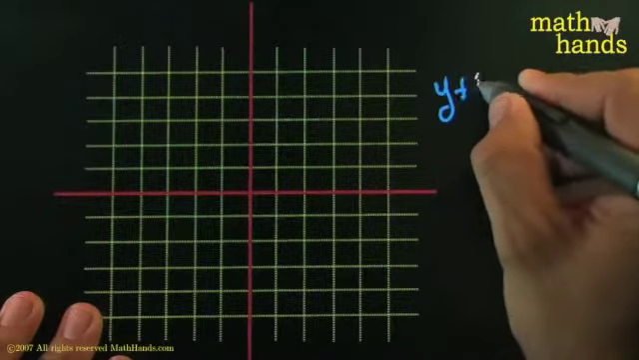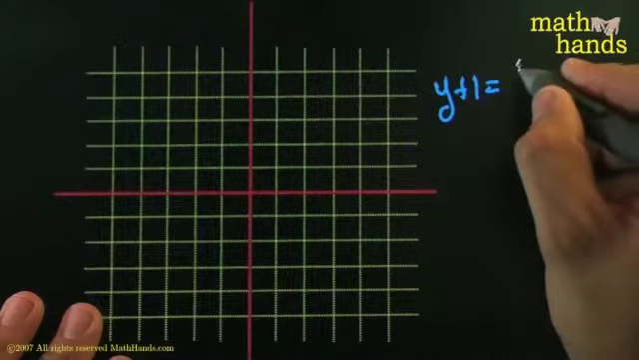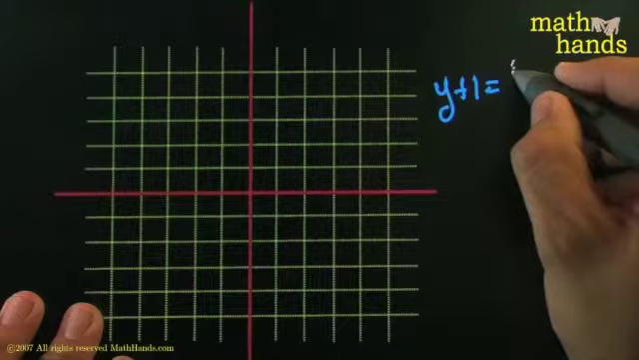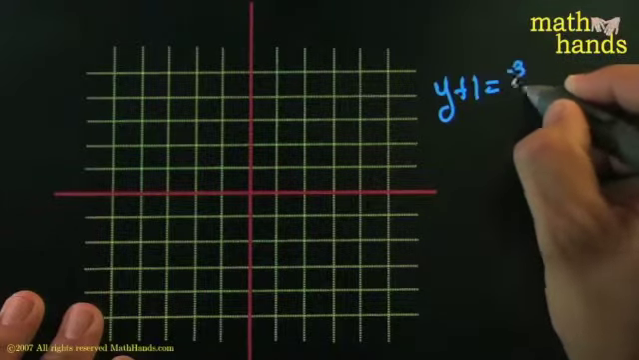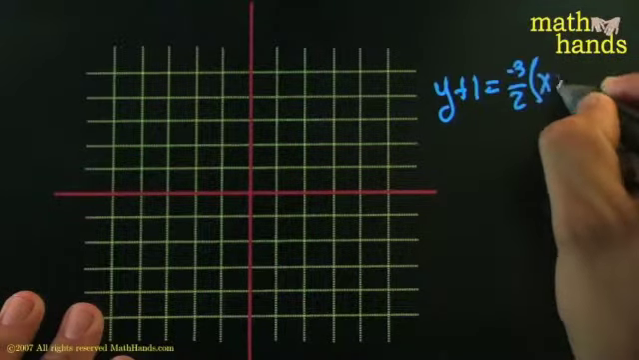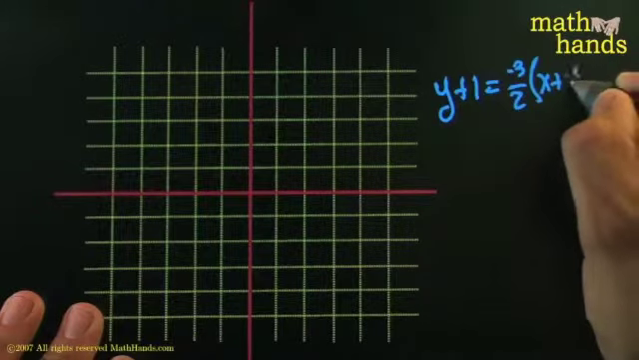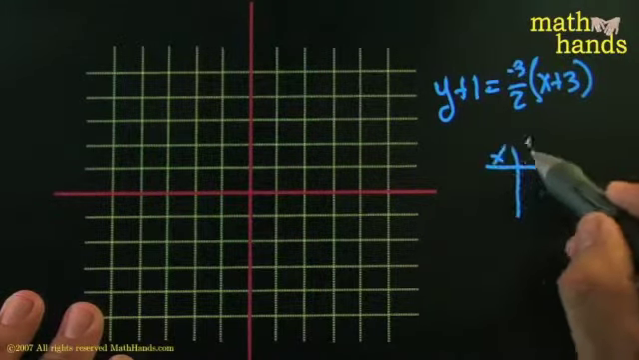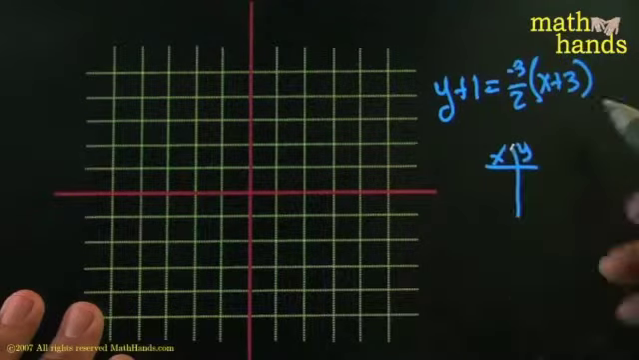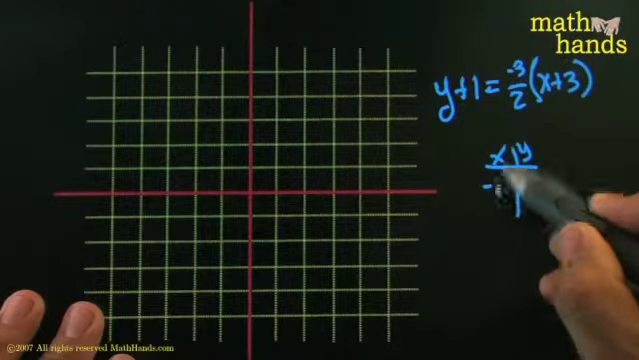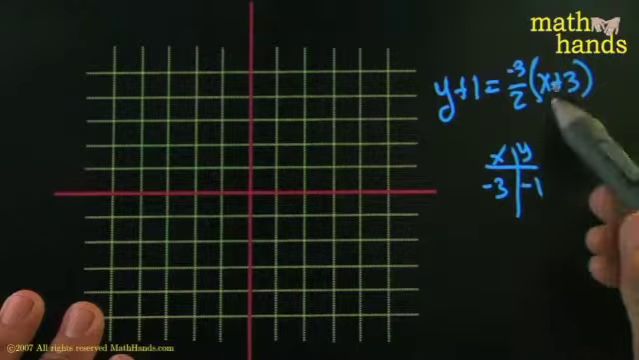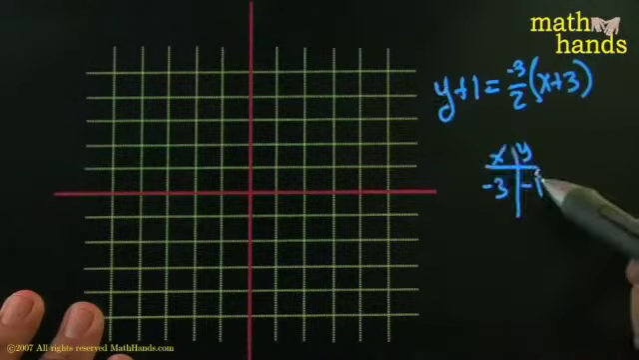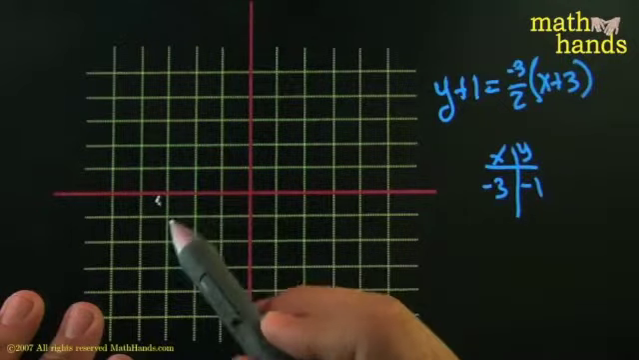Y plus 1 is equal to -3/2 times x plus 3. There you go. So you just think about it, and you should be staring at one of the points. One of the points would be -3, -1. It's because -3 makes the right 0. The left would be 0 if you make y -1. So you go 1, 2, 3, -1.